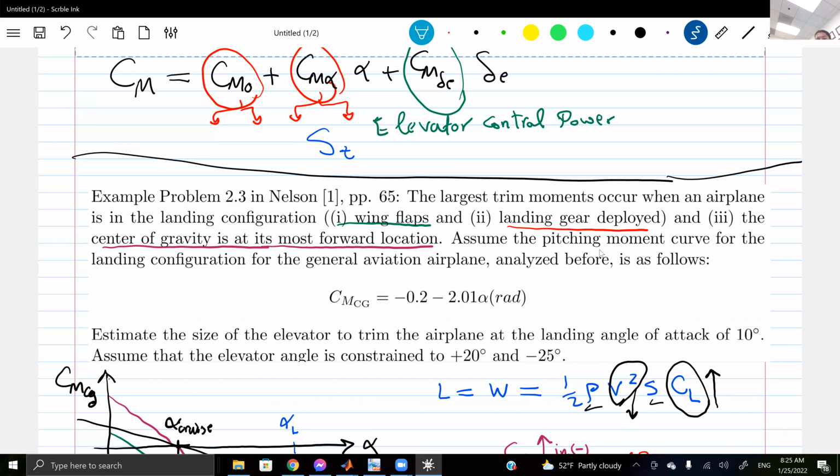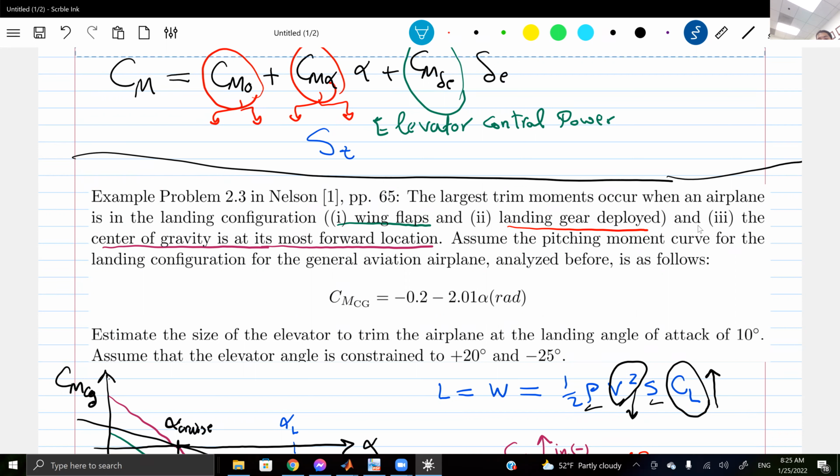It says that the largest trim moments occur during landing. Because why? Because in landing, we already know that we have a high angle of attack. This is one. And not only that, we have wing flaps. So this is two. We have landing gear deployed. This is three. All these three factors induce a negative pitching moment.